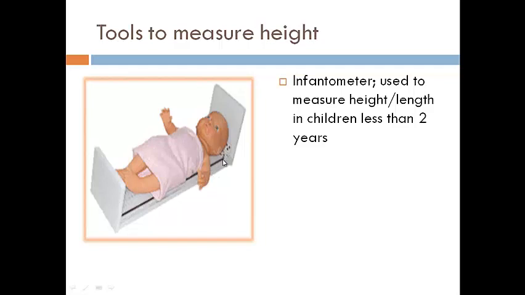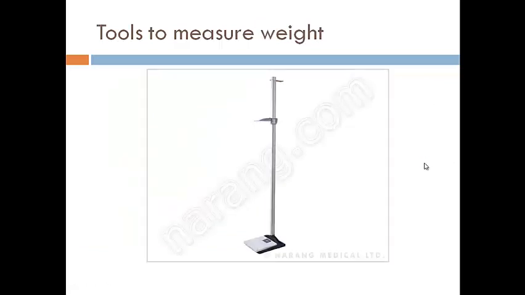And then wherever the boards are between, this is a ruler down here. So it will show you the length of the baby. Now this device is usually used in children that are under 2 years. Above 2 years, or older than 2 years, you can use this device, which is called a standing scale. Now, the standing scale is actually very useful because what it does is it measures the weight and the height at the same time.